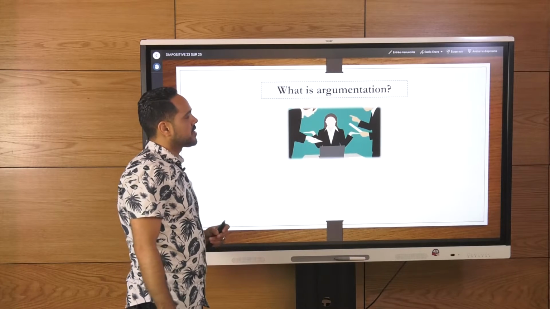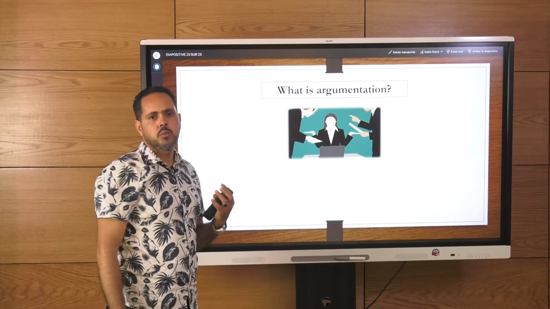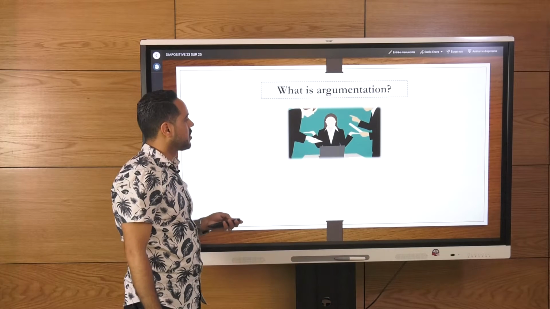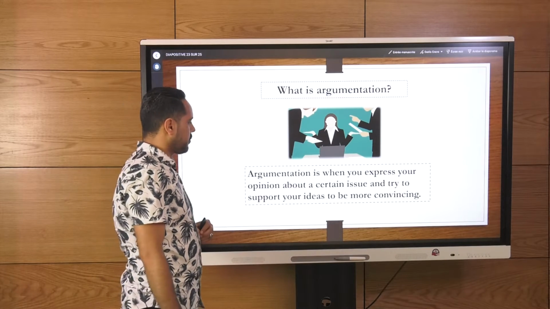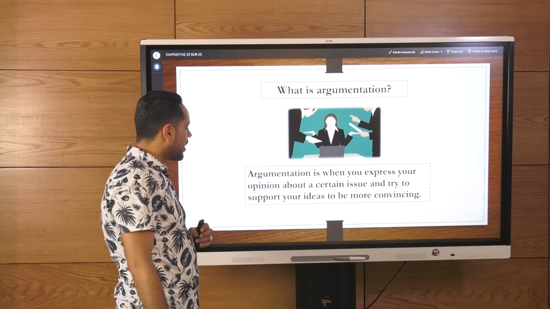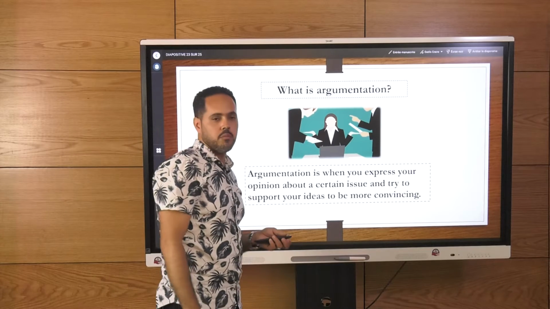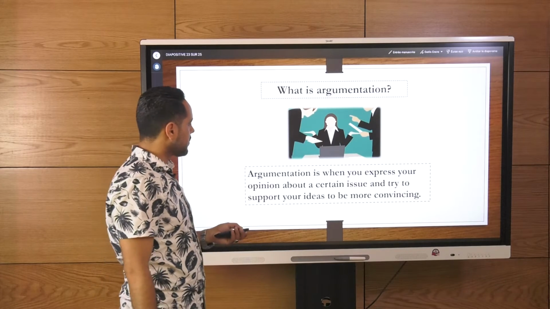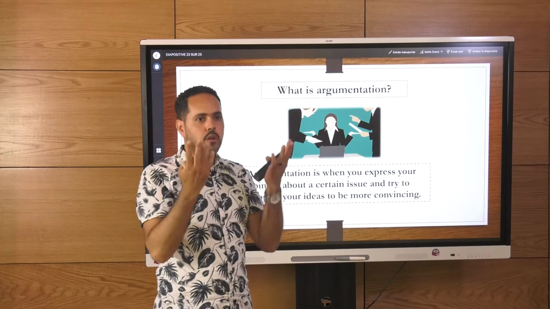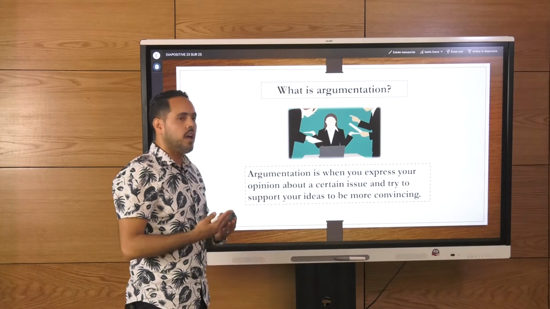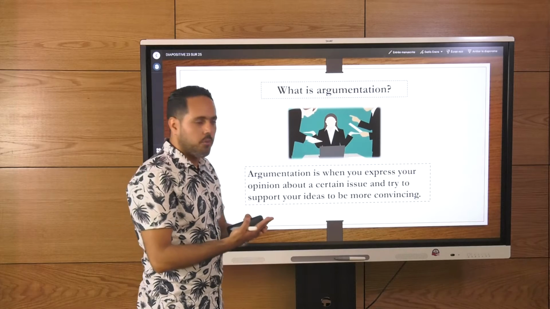Now, the first thing is that we should know what is argumentation. So argumentation is when you express your opinion about a certain issue and try to support your ideas to be more convincing. So it's like in argumentation, we should give our opinion about a certain topic and we should support our opinion.